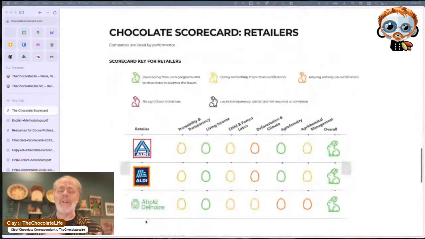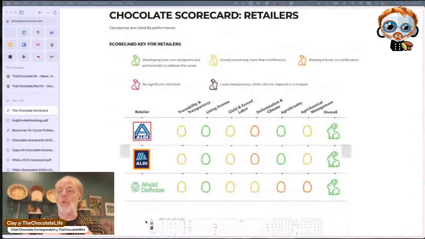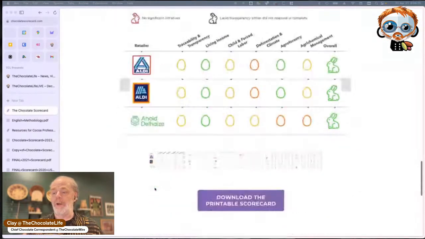And there's a separate scorecard which focuses on the big retailers. Now, I think many people would recognize Aldi as a retailer, but there are, I believe, sub-brands that Aldi owns. This Royal Ahold down here. I would have to know, for example, that Ahold owns the Stop and Shop brand here in the United States to understand what this means. But there are only 3 retailers mentioned here.